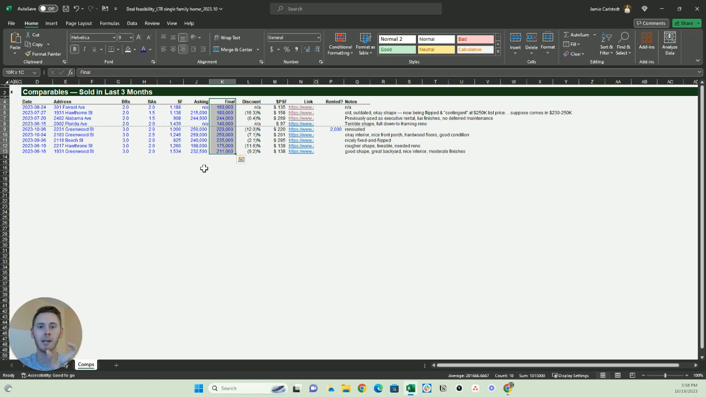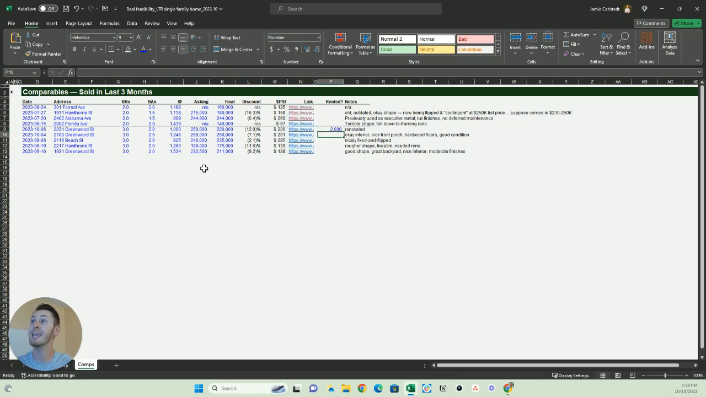Because what I'm looking at is, what is the spread between asking and final, given the condition of the home, where it's located, the size of the home, etc. Because that's going to give you more context around what's going on in the market. Are buyers able to get, do they have leverage to be able to negotiate down some of their list prices? So then I'm able to look at the discounts for these homes that sold. What did they sell for per square foot?